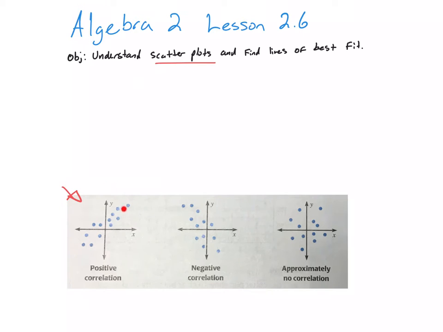So positive correlations are ones that go uphill, like a positive slope. Negative correlations are going down, and no correlation is when they don't go up or down, just kind of random. And these ones are not so much useful for us because you can't really draw conclusions based on those.